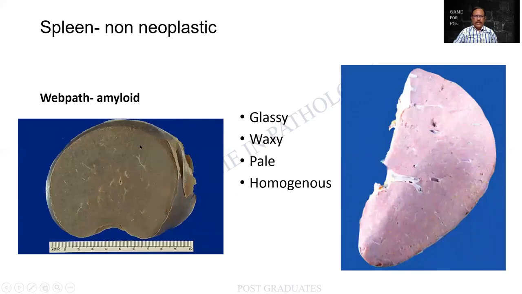I am not able to see a string sign over here, which is classical of CVC of the spleen. And it is somewhat paler in color, and it could be due to amyloidosis. It could be better brought out in the mounted specimens where it is pale, pinkish white in color. How we should describe is glassy, waxy, pale, homogeneous. These are all the characters of amyloid.